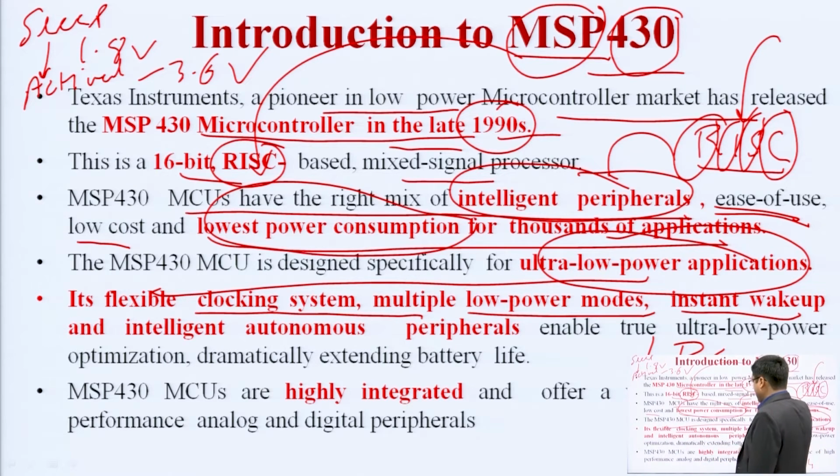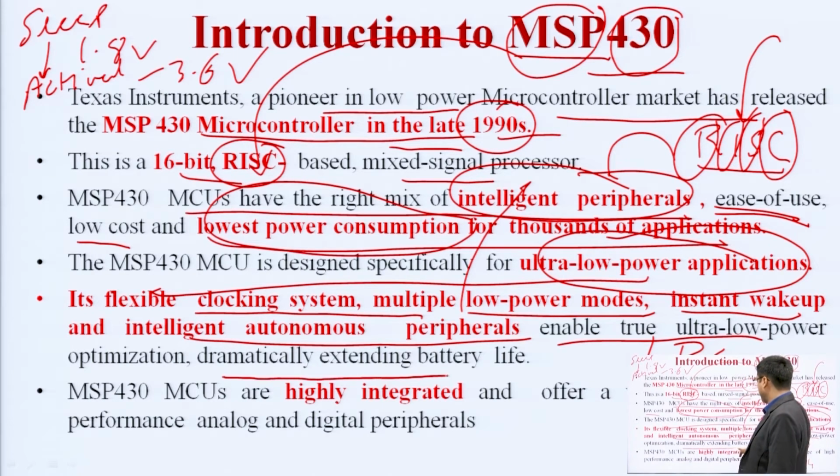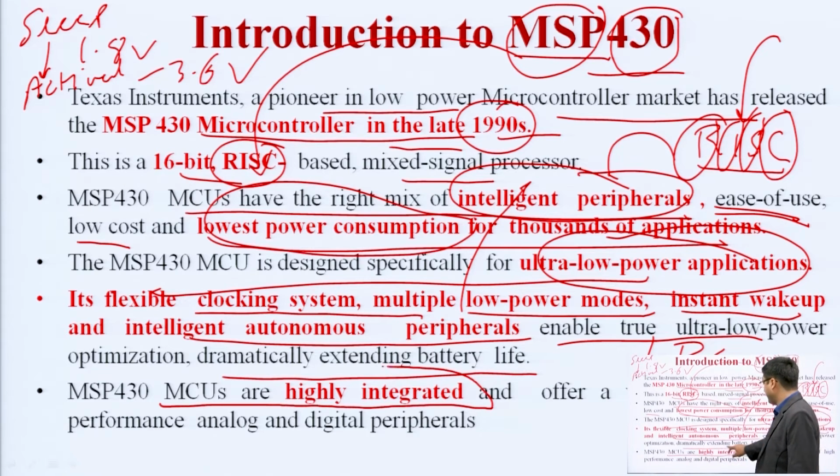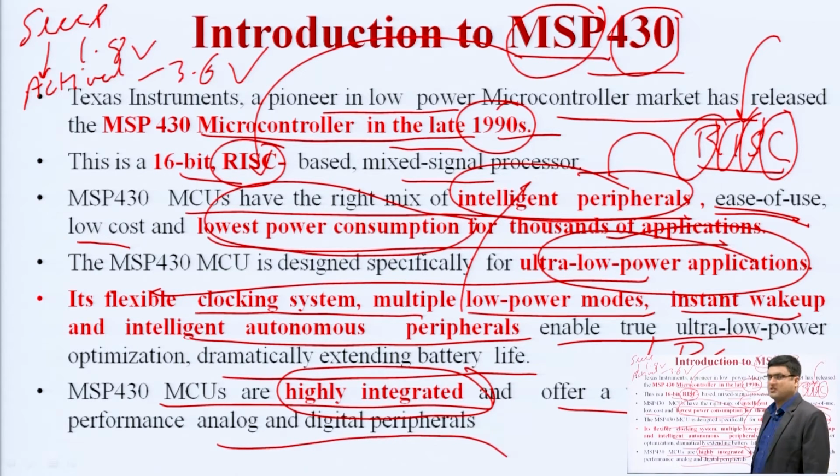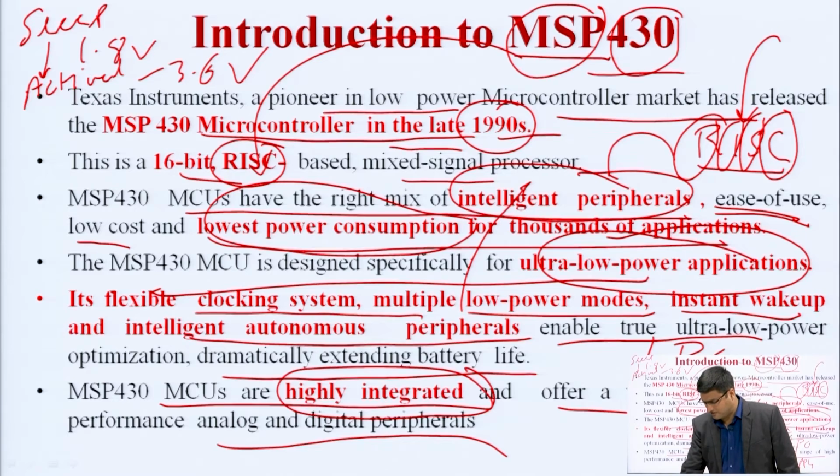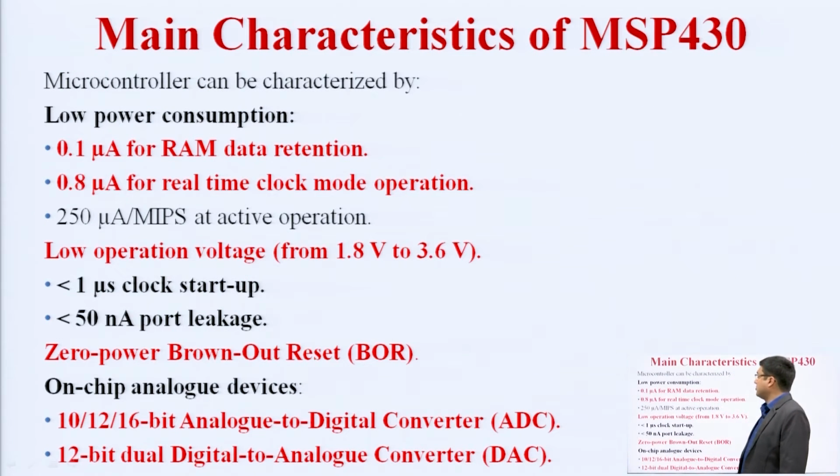And intelligent autonomous peripherals, we have seen in this, enable true ultra low power optimization and dramatically extended battery life. So, MSP430 microcontrollers are highly integrated, with many components integrated on the same chip, and offer a wide range of high performance analog and digital peripherals. These are the basic introduction of MSP430. Now, we are seeing the technical specifications of MSP430 microcontroller, that is, the main characteristics.